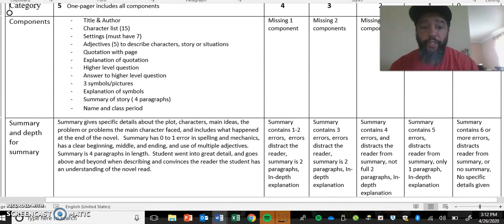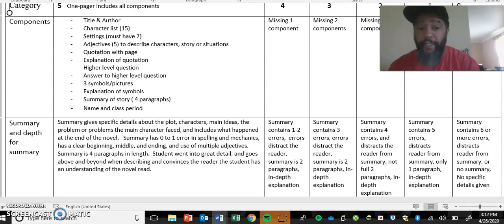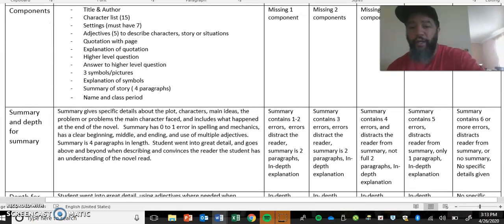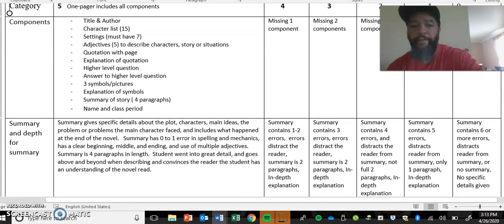This here is just saying we want summary. We want specific details about the plot, specific details about characters, main ideas, and the problem or problems that the main character faces. It includes what happened at the end of the novel. So you have to have all of that. And again, me and Mrs. Pottenberg will have this up on our LMS pages. So I'm going over it pretty fast now, but don't worry about that. You'll see it. And if you have 1 or 2 errors, you'll see here how many points you'll start missing. So you have to have all of this to get all 5 of your points.